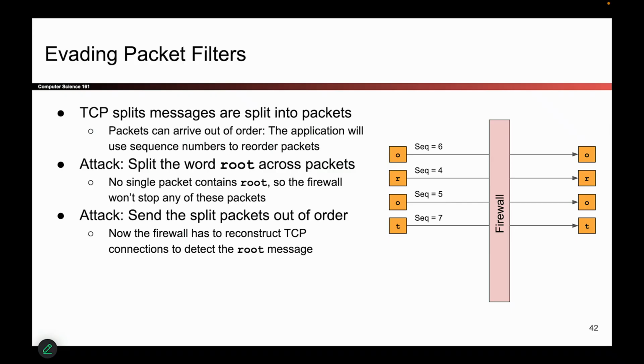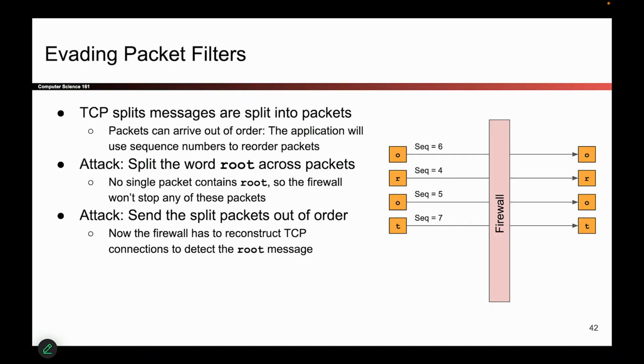Remember that TCP messages are split into packets. So if your message is too long, you can split it across multiple packets, and the recipient will reassemble them. So what if, instead of sending the word login as root in a single packet, which will get dropped, we send R, and that reaches the server because the firewall sees R and doesn't see root, and then we send O, the firewall sees that, lets it through, then we send O, the firewall lets it through, and then we send T, and the firewall sees that and lets that through. All four of the packets made it through.